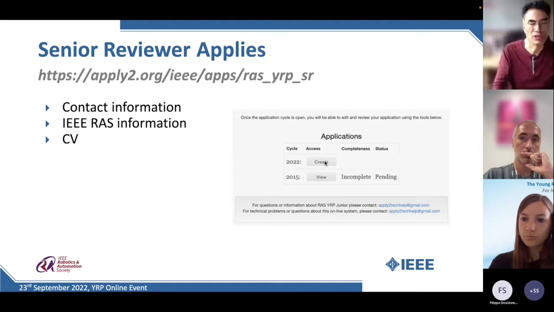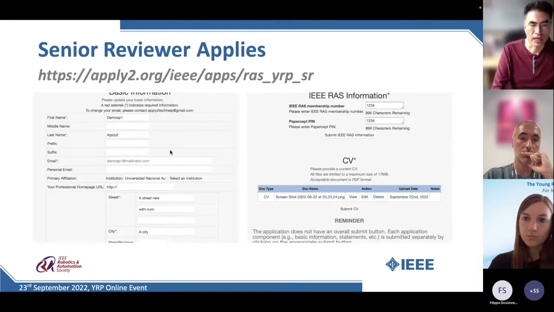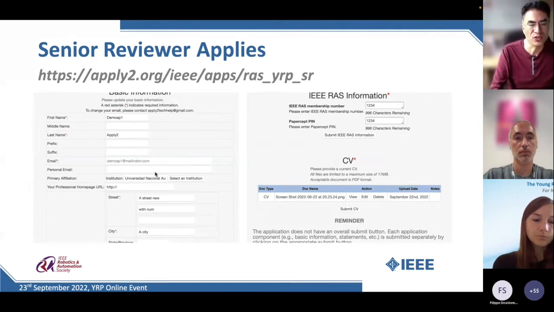That means you want to participate in this cycle, but you will need to provide less information. Pretty much it's your contact information, IEEE RAS information, and your CV. And the same, this is the screenshot for the application for the senior reviewer. Here, all these fields are required in this case.